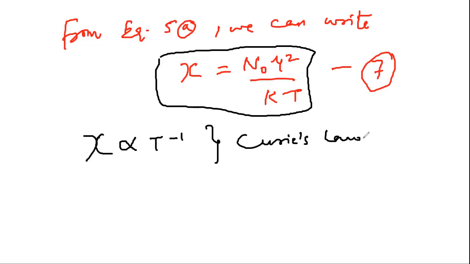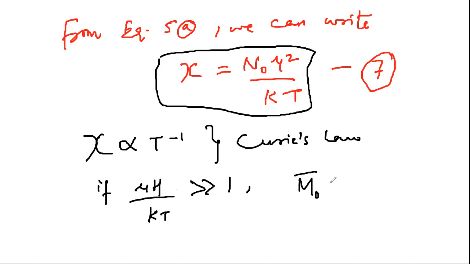Now, on the other hand, if mu h by kT is much greater than 1, we get magnetization approaches n naught mu. Let me name it 8 and let me encircle it.